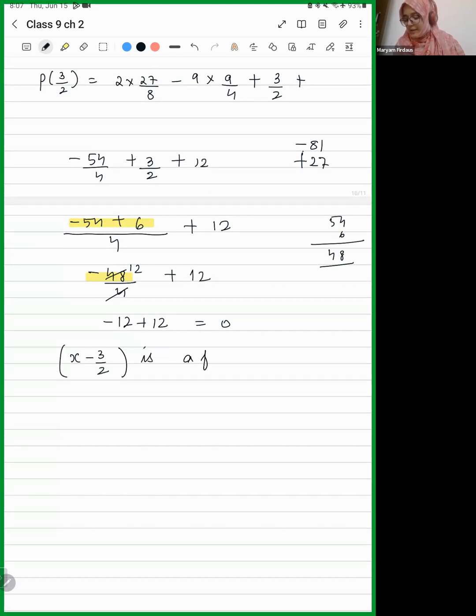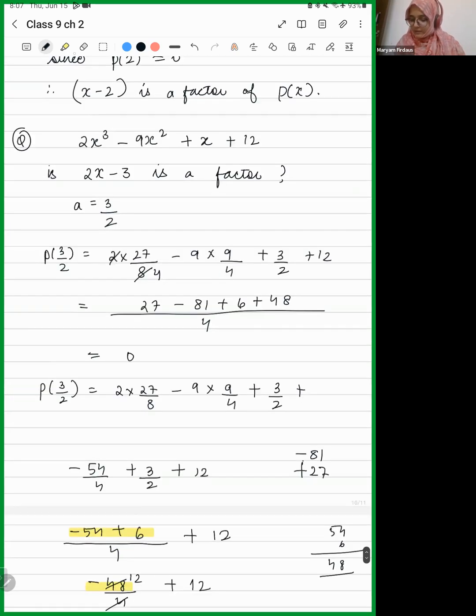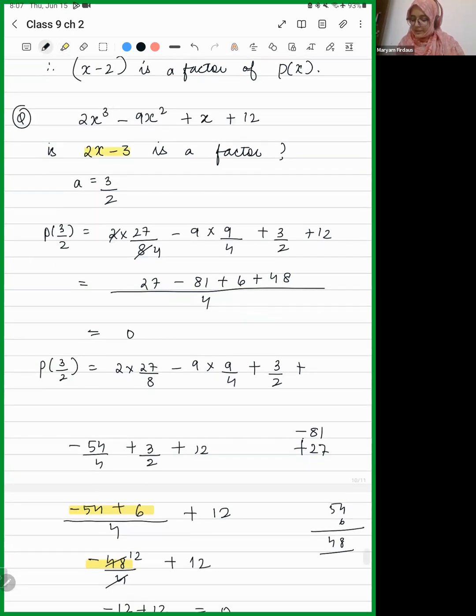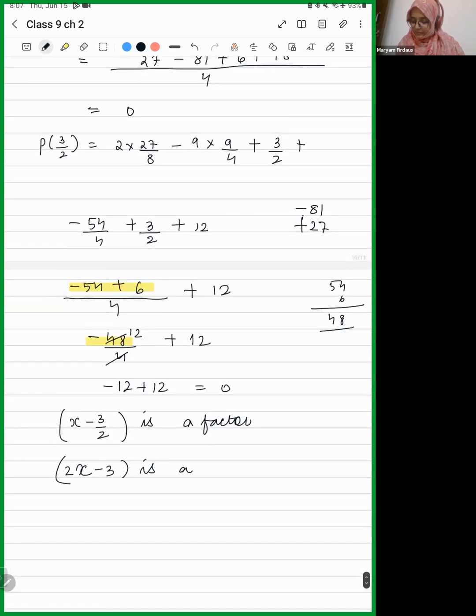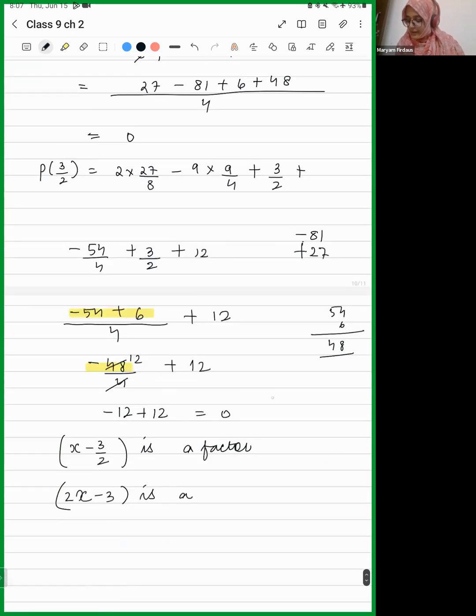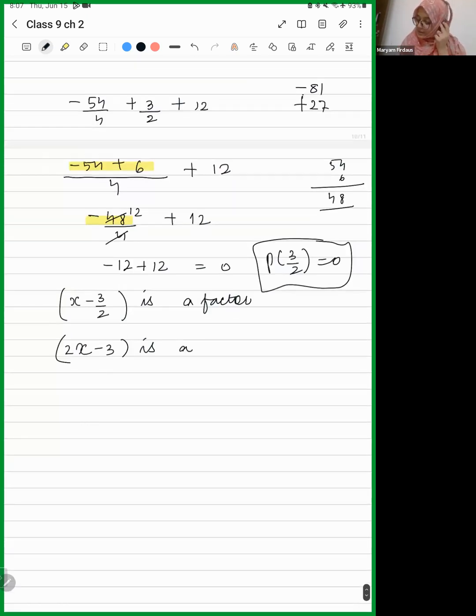X minus 3 by 2 is a factor means 2x minus 3 is a factor. Ma'am, plus 3? But it's minus 3. Here it is plus 3 by 2, no? Yes, ma'am. P of 3 by 2 is 0. So x minus 3 by 2 is a factor, which means 2x minus 3 is a factor, which is what we had to find, right? Yes, ma'am.